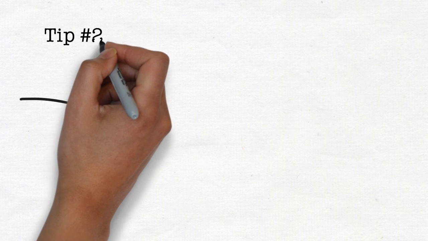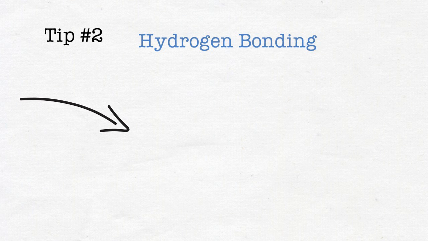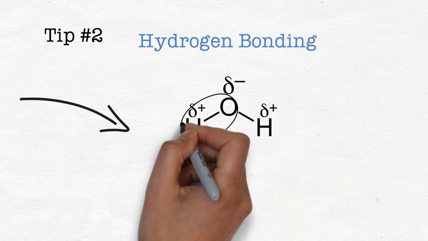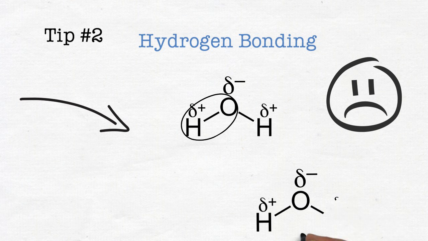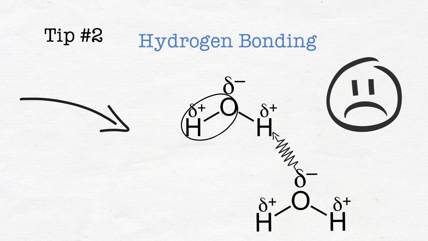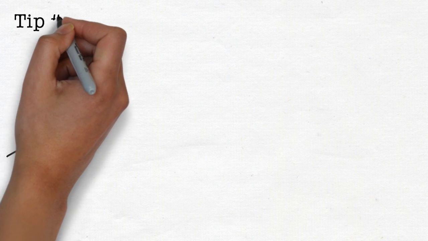So tip number 2. When we're looking at hydrogen bonding, we can look at a water molecule with the electronegativity difference and the dipoles, and we can circle here a hydrogen bond, but this wouldn't be a hydrogen bond, because a hydrogen bond is an intermolecular force. So we can see it's between the 2 water molecules, an intermolecular force.